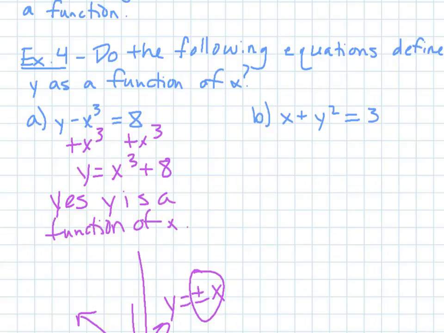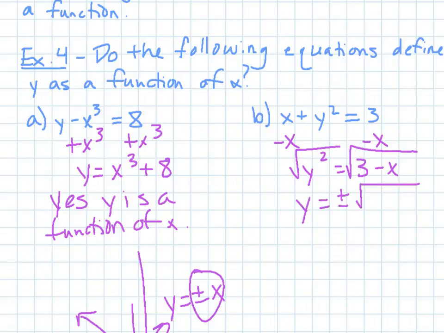Okay? Now if you look at letter B, let's see if we can solve this one. So I subtract x from both sides. Okay? And then here I need to square root. Remember, anytime you square root, that means that you need to put in a plus or minus, which is what we said that we didn't want. Okay? So since that's a plus or minus, I can draw this radical above and below the x-axis, making it not pass the vertical line test. So I'd say no, y isn't a function of x.